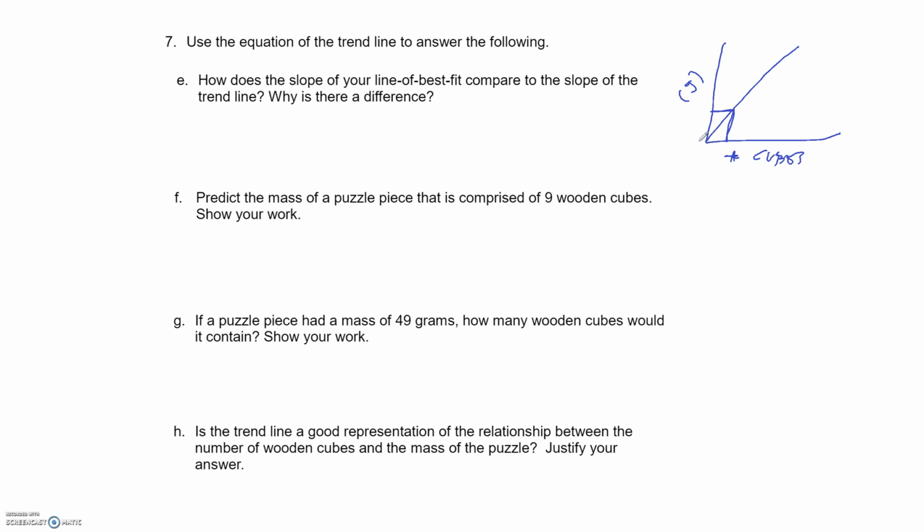Predict the mass of a puzzle piece that has 9 wooden cubes and show your work. So in this case, if we know that m of n is equal to 8n, then 9 wooden cubes, we'd plug 9 into the number. So the mass of 9 cubes is equal to 8 times 9, which would be 72 grams.